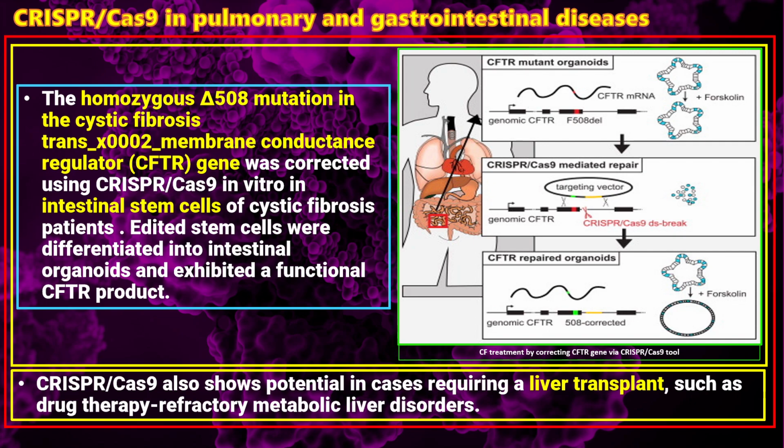Cystic fibrosis in the intestine is caused by the homozygous delta 508 mutation in the CFTR gene, which causes the deletion of phenylalanine at residue 508. Using CRISPR-Cas9 in vitro in intestinal stem cells of cystic fibrosis patients, it can be cured. CRISPR-Cas9 will create the double-strand break in the targeted site, as shown here. By targeting vector, the mutation will be corrected at that 508 site.